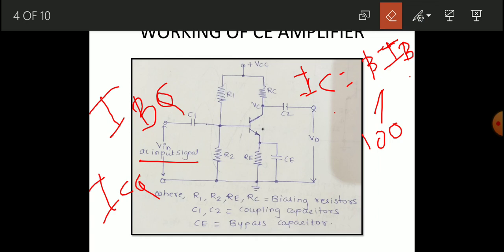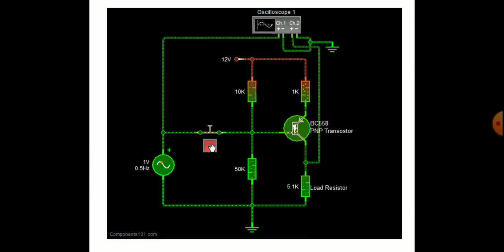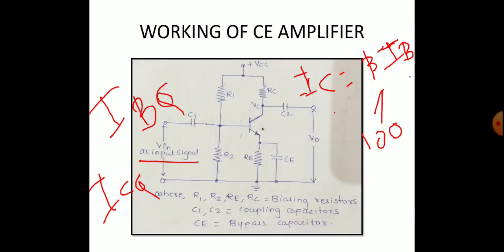The collector current produces voltage drop across resistor RC. That is, V is equal to IR, that is VRC is equal to IC into RC. The voltage at the collector terminal is given by VC is equal to VCC minus ICRC. Thus as IC increases, ICRC also increases with decrease in VC. And when IC decreases, ICRC also decreases.